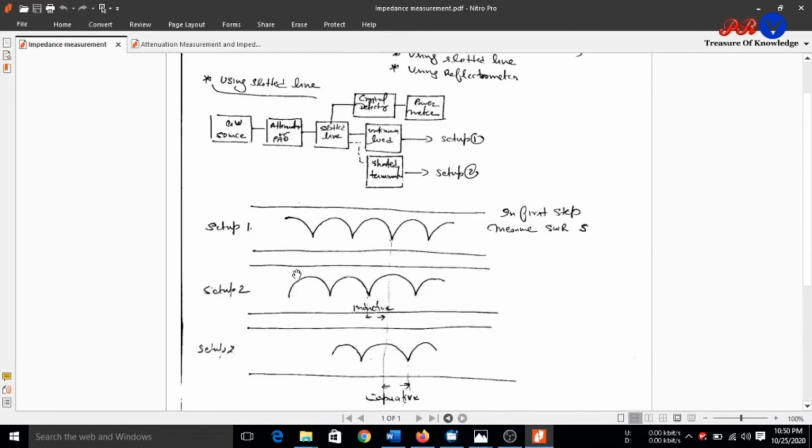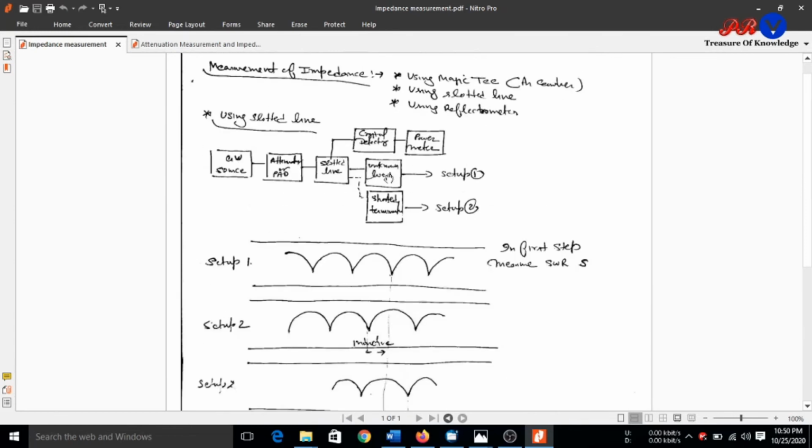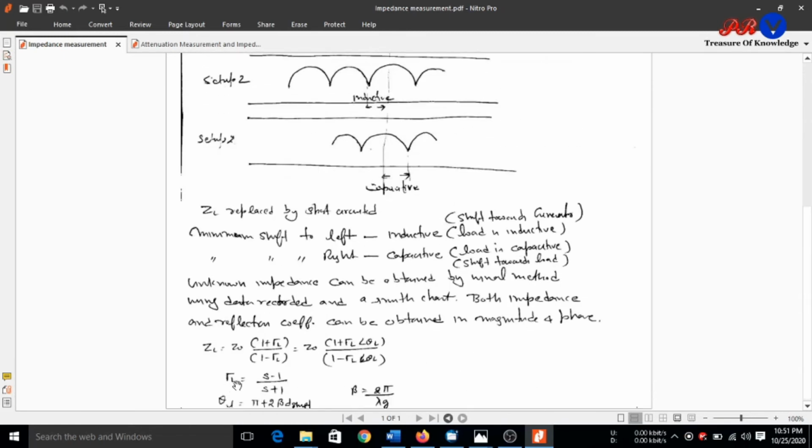So in the first step we will calculate the standing wave ratio, because the unknown load is connected here, so we can calculate here the VSWR of this unknown load. From this VSWR we can calculate the reflection coefficient of the line, (S minus 1) upon (S plus 1). After calculating this reflection coefficient, we can calculate the unknown impedance of the load.